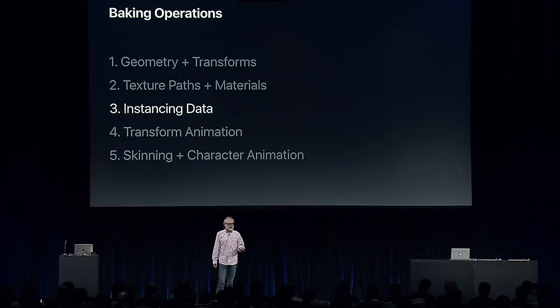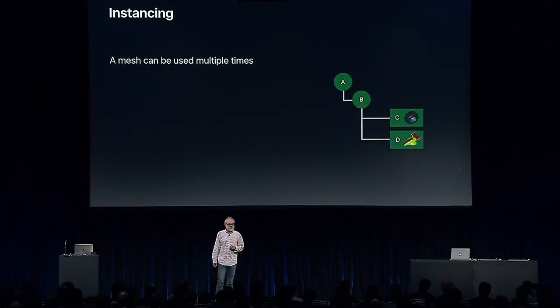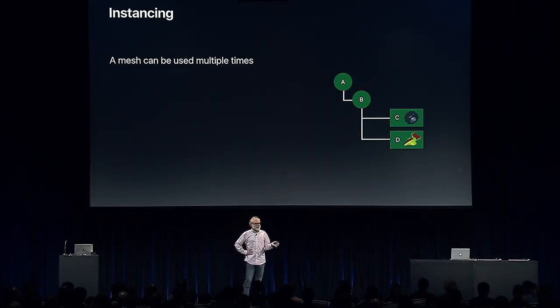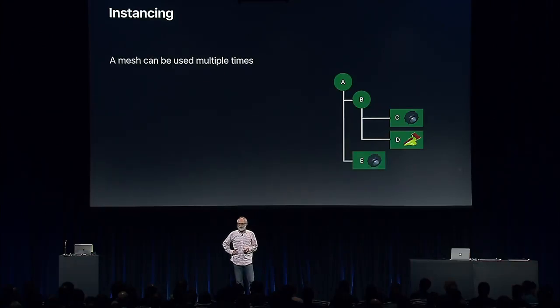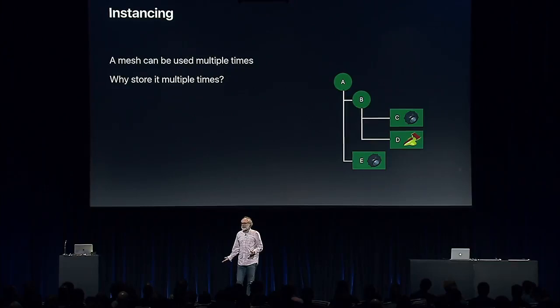Finally, instancing. So this is where our car gets to have more than one wheel, I think. So you're going to probably want to use a single mesh more than one time. So now my car has two wheels. Now, it's kind of a waste to store that in memory more than once, right? It's the same wheel multiplied lots of times.